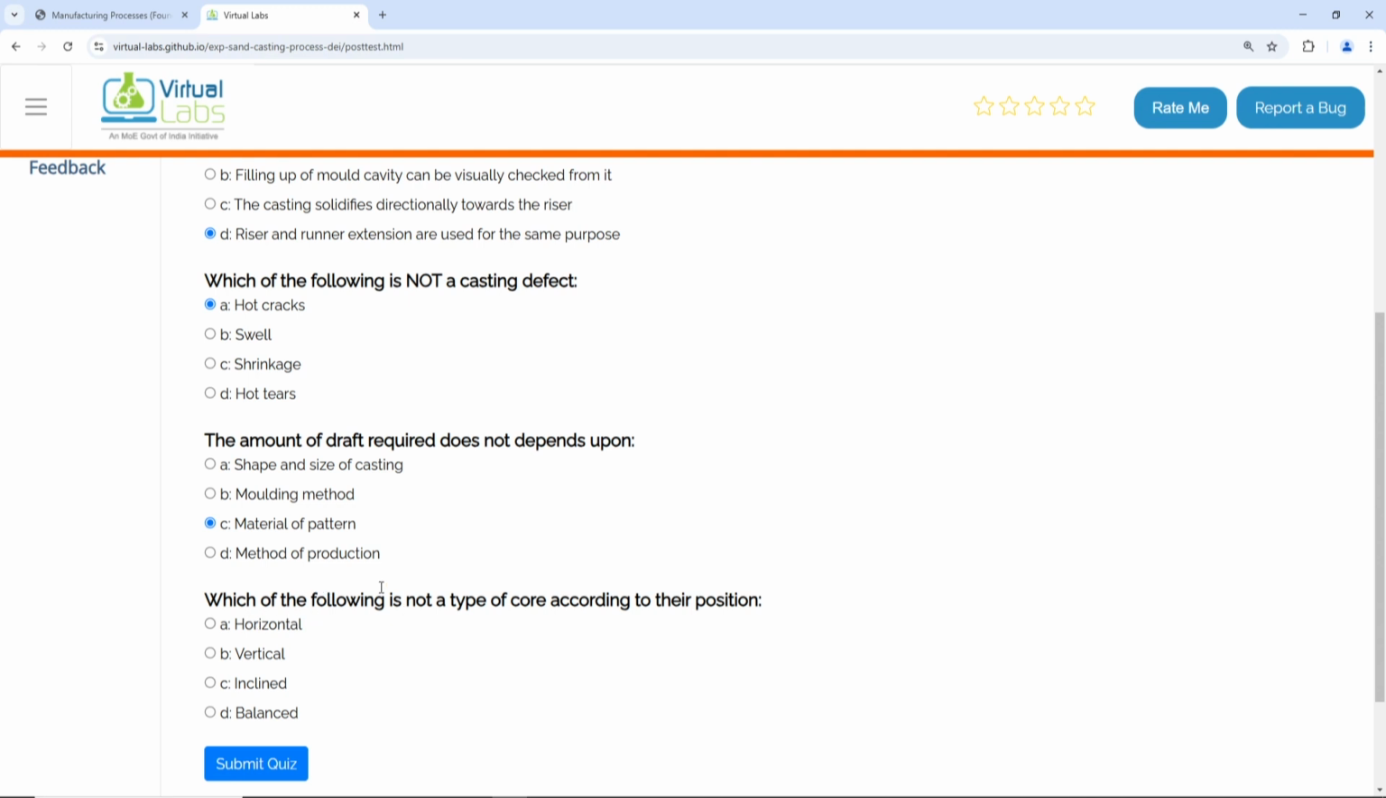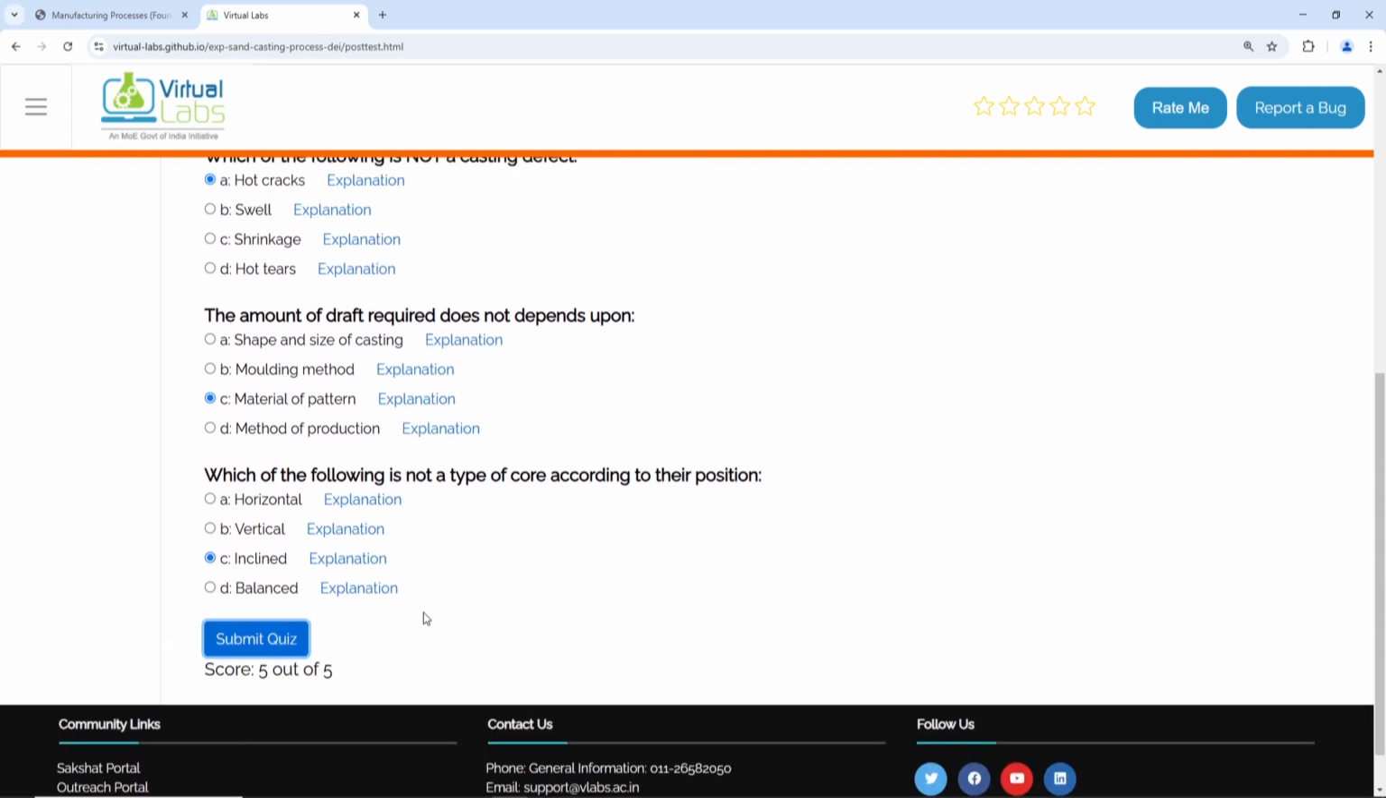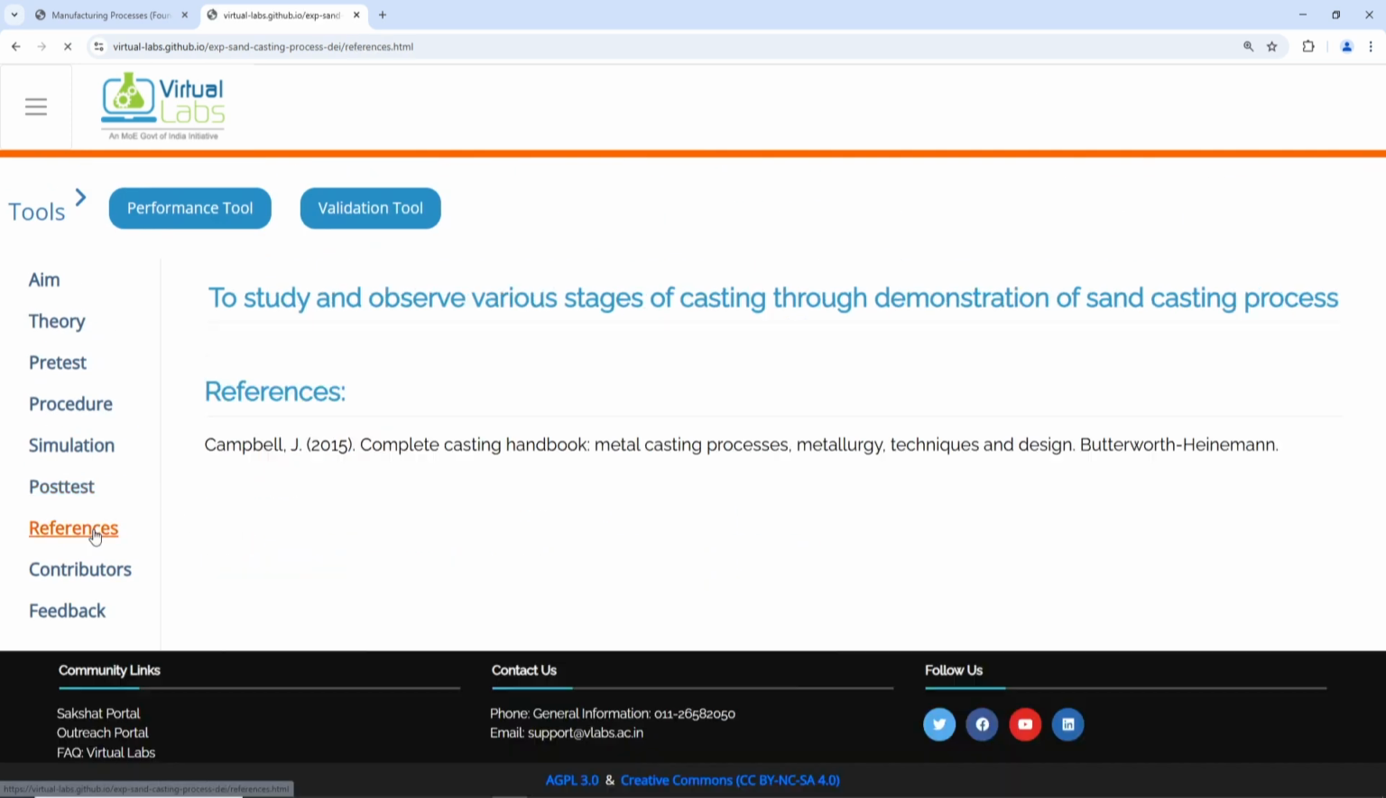Which of the following is not a type of core according to their position? Horizontal, vertical, inclined core is not there. So let me submit, answer is 5 out of 5. This is post test and there are certain references.